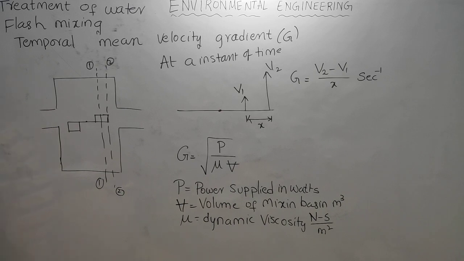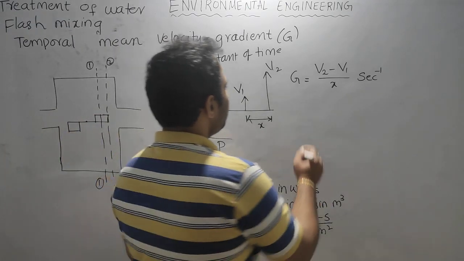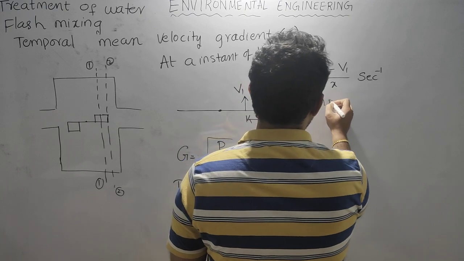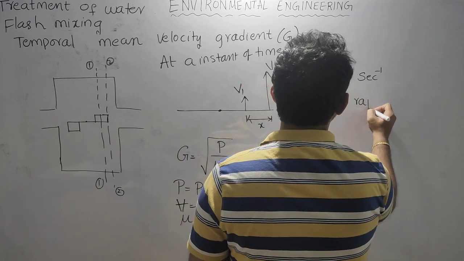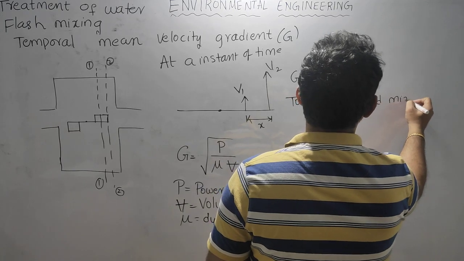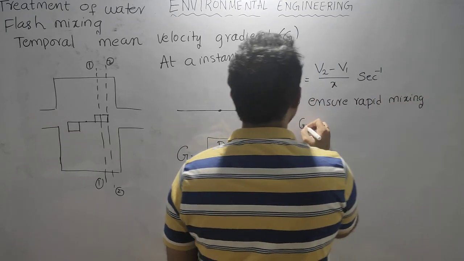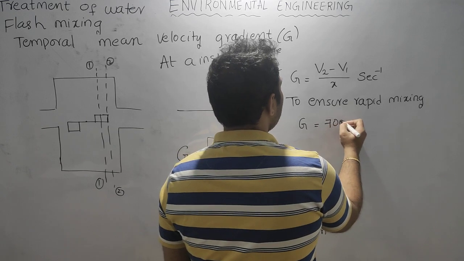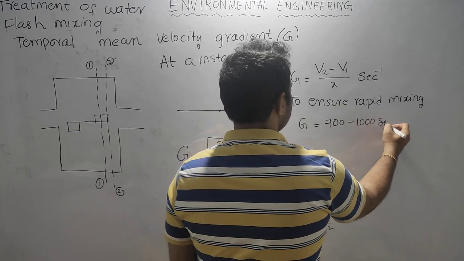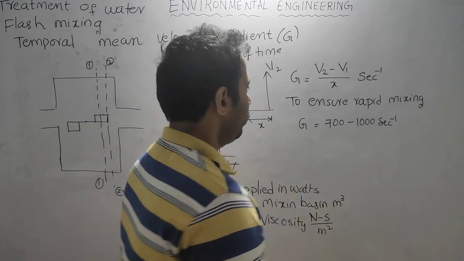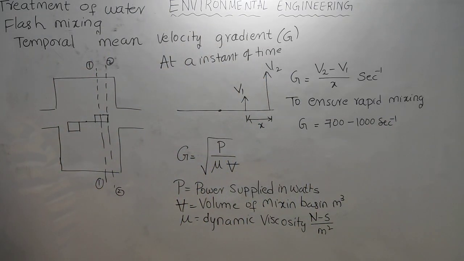Now to ensure rapid mixing, what should be the G value? To ensure rapid mixing, G value should be kept in between 700 to 1000 second inverse. This is the value we need to keep to ensure rapid mixing.